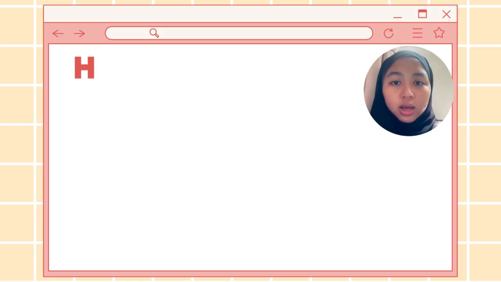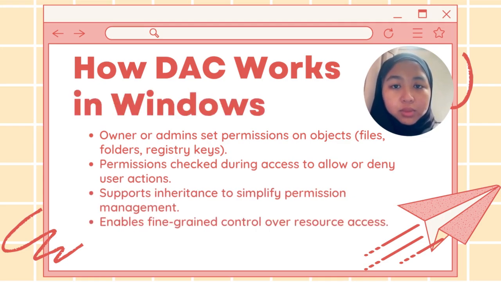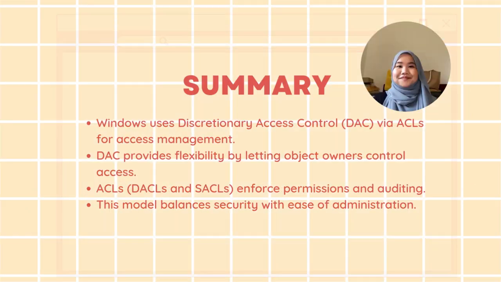How DAC works in Windows. First, the owner or admin sets permissions on objects like files, folders, and registry keys. Second, permissions are checked during access to allow or deny user actions. Next, it supports inheritance to simplify permission management. The last one is that it enables fine-grained control over resource access.